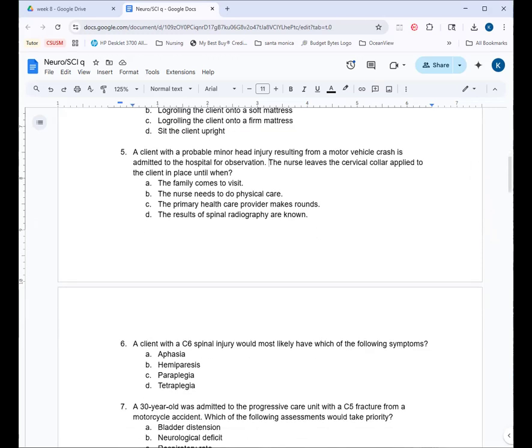Number 5, you have a client with a probable minor head injury resulting from a MVA, admitted to the hospital for observation. The nurse leaves the cervical collar applied to the client in place until what happens? Why? When are you leaving it? When do you take it off?